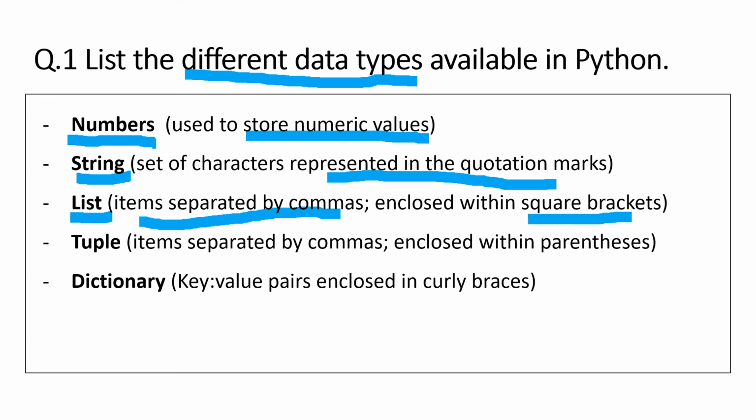The last data type is dictionary. A dictionary consists of key value pairs which are enclosed in curly braces. So these are the standard data types available in Python.